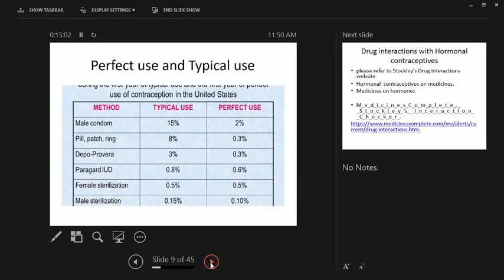With perfect use, the failure rate is 2%. But when it comes to the practical world, the failure rate is much higher, 15%. Then pills, patches and rings: the person uses those whenever they need to. They forget, sometimes they don't use, sometimes it's personal preference. Therefore, typical use significantly deviates from perfect use.